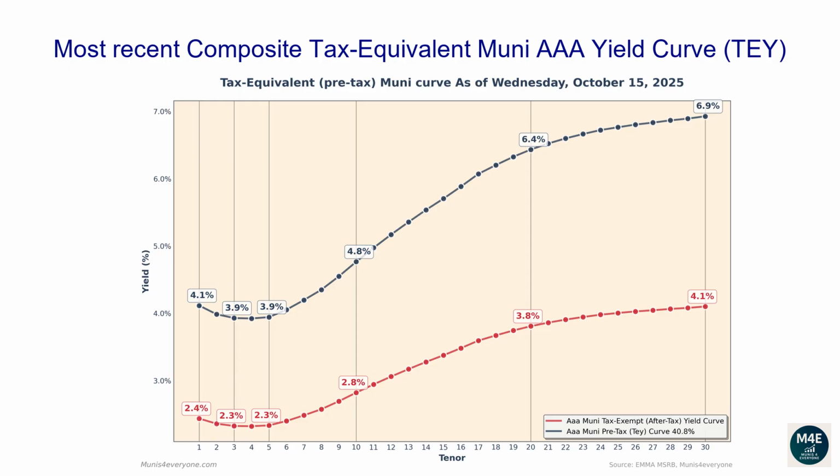The one-year tax-exempt yield is 2.44%, corresponding to a 4.12% tax-equivalent yield for investors in the top tax bracket. The two-year tax-equivalent yield is 3.99%. The 5-year tax-equivalent yield is 3.94%. The 10-year tax-equivalent yield is 4.77%. The 20-year tax-equivalent yield is 6.43%. The 30-year tax-equivalent yield is 6.93%.